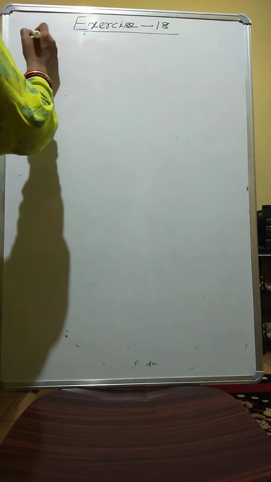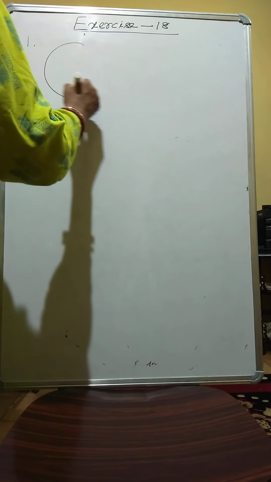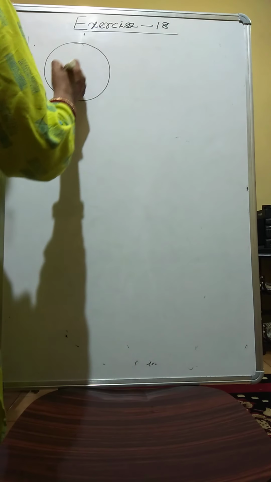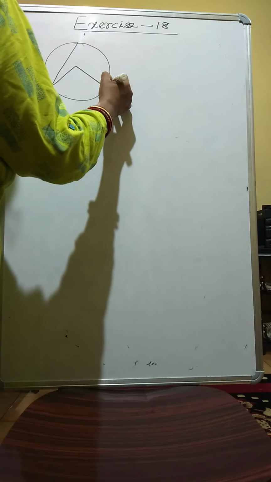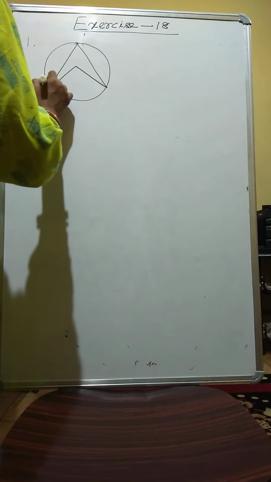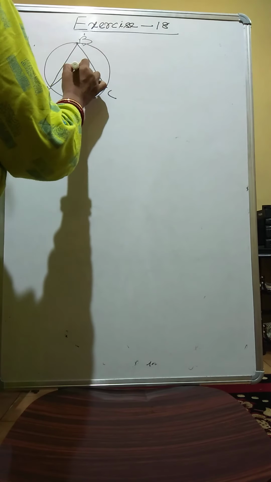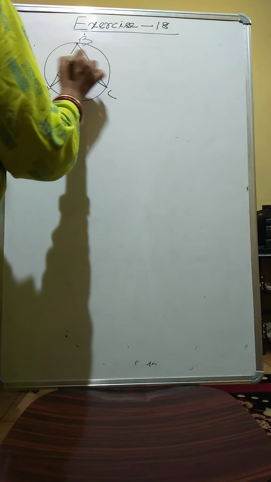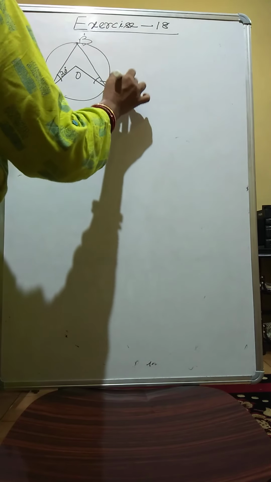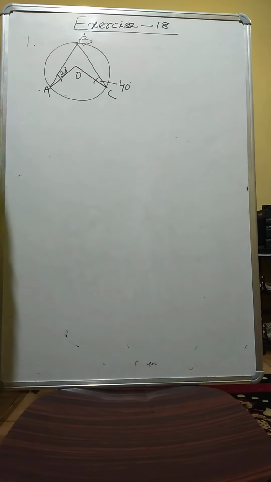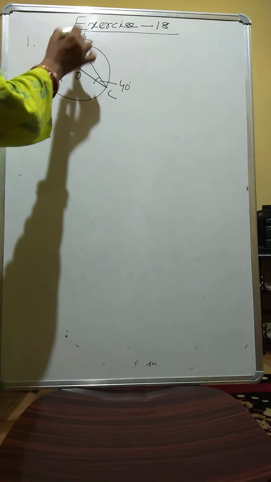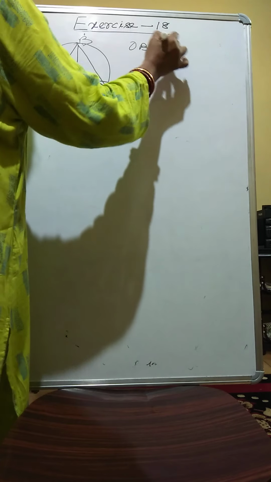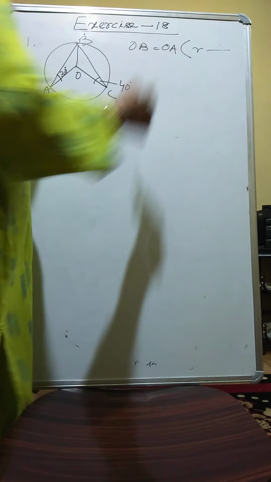I am doing exercise 18, question number 1. We have to find out AOC angle. Before doing, I will join this. Now children, you see that OB is equal to OA. Why? These are radii.